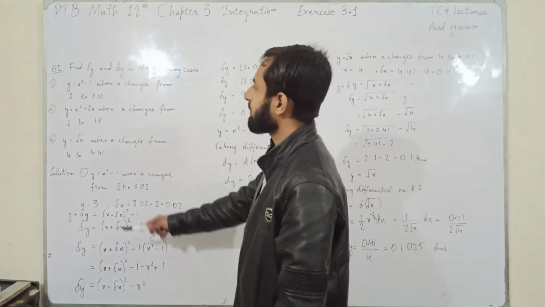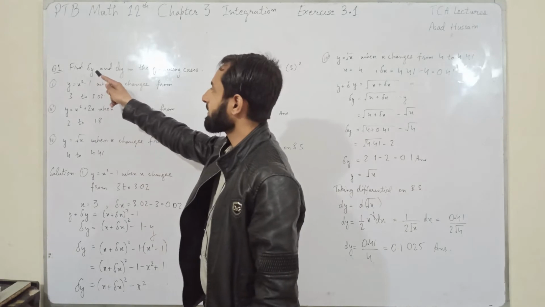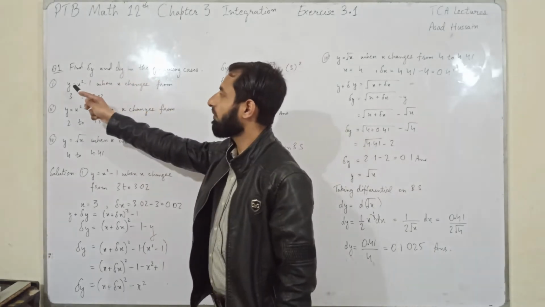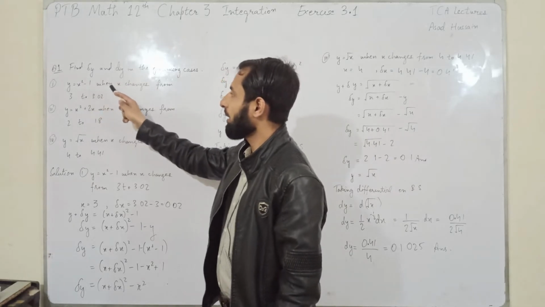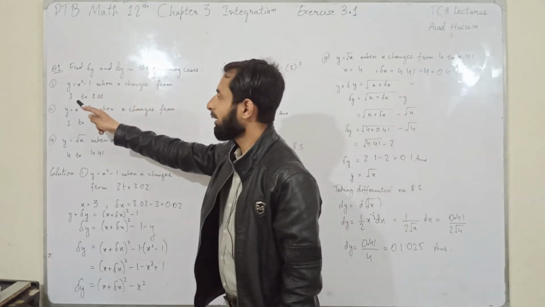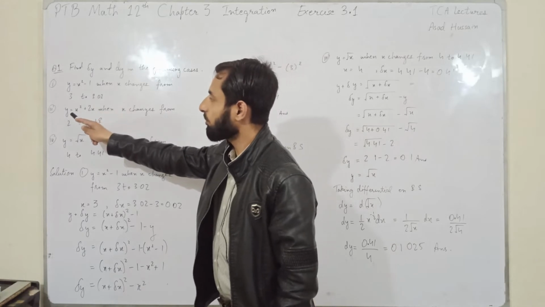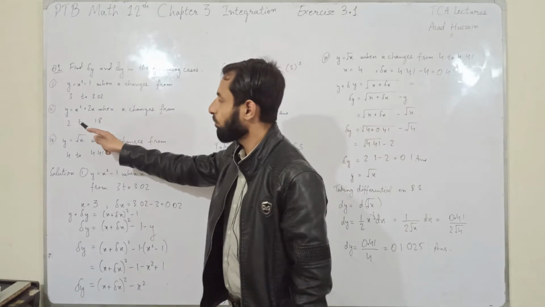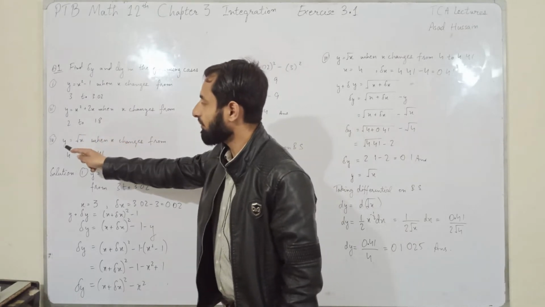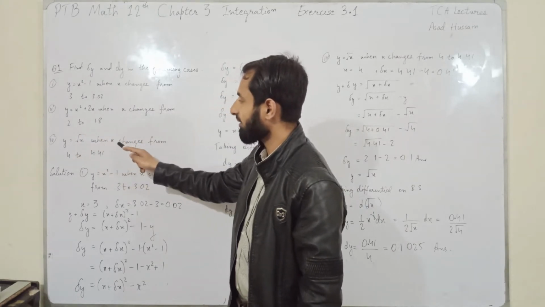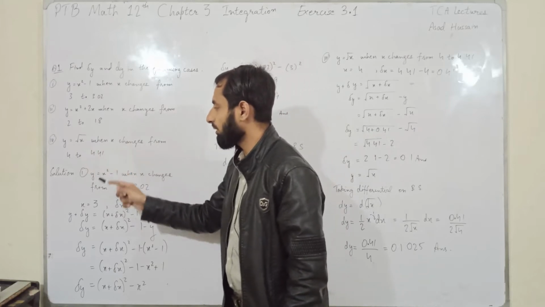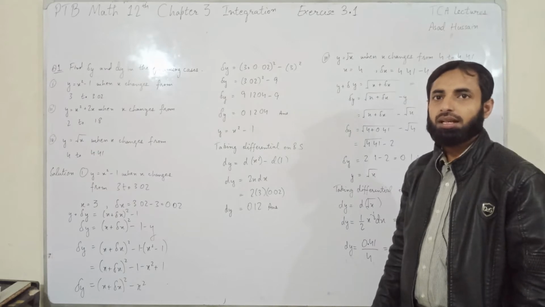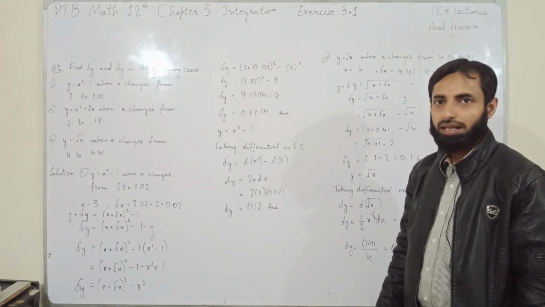Question number 1 states: find delta x and dy in the following cases. Part 1, y is equal to x square minus 1 when x changes from 3 to 3.02. Part 2, y is equal to x square plus 2x when x changes from 2 to 1.8. Third part, y is equal to under root x when x changes from 4 to 4.41. I will solve part number 1 and 3 and part number 2 will be left for exercise.